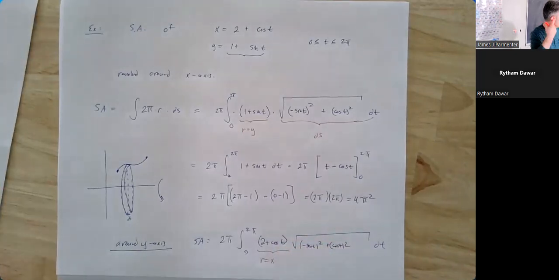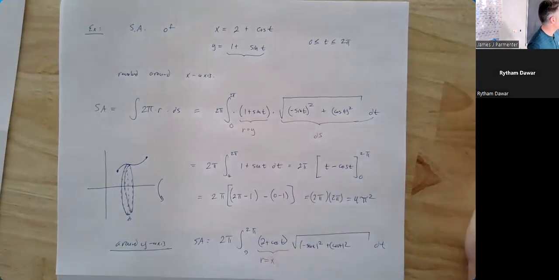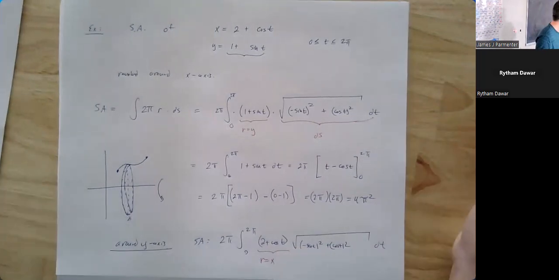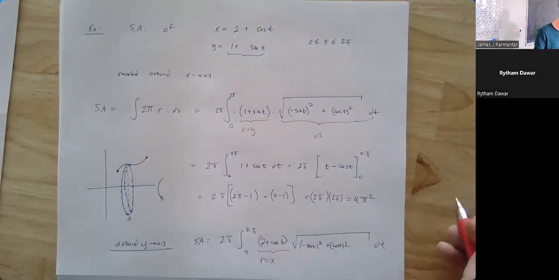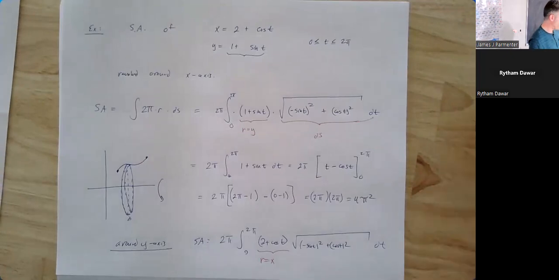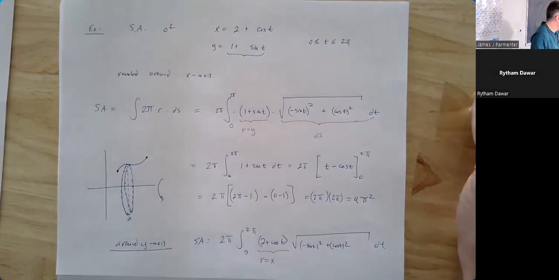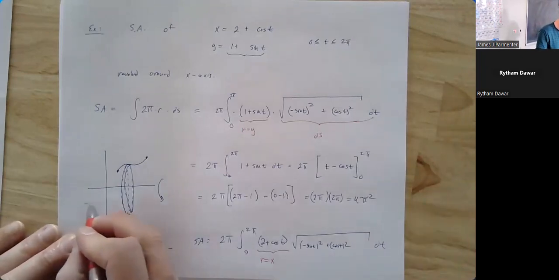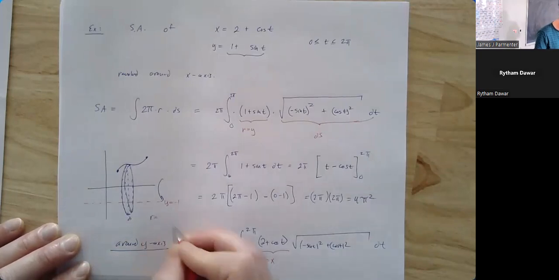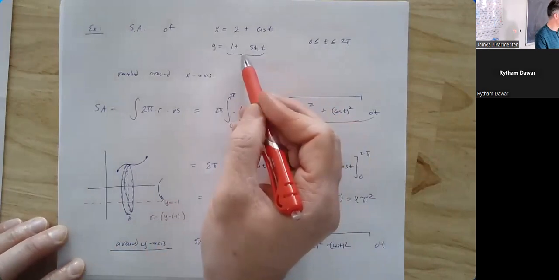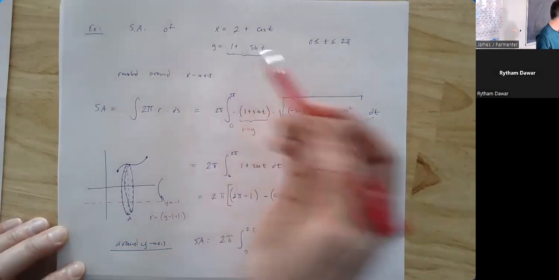Kind of neat. And that one would be just as easy to calculate. That'd be around the y-axis. You could totally go around even a different axis, which is not something you usually do for surface area. For example, we could go around the axis y equal to -1, and our radius would be y minus minus 1, which would just be 1 plus sine t plus 1, so 2 plus sine t. Kind of cool.